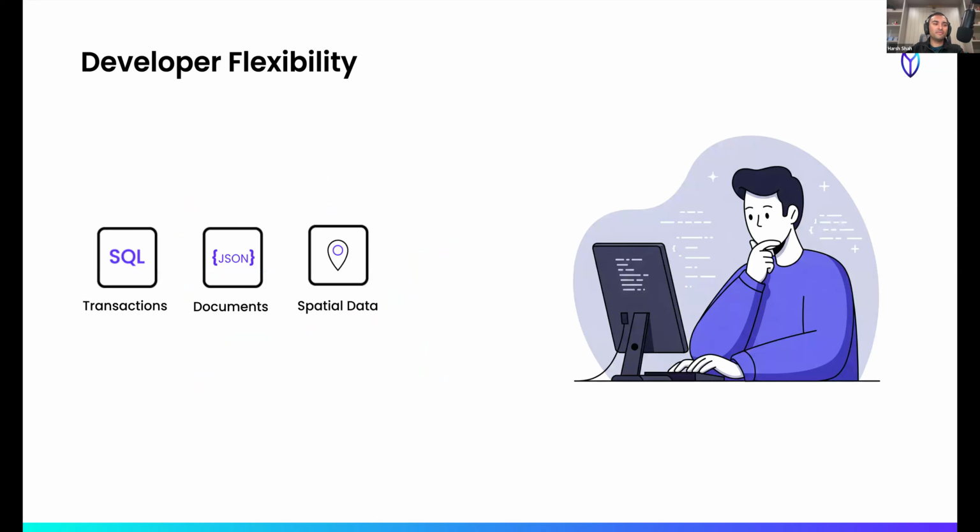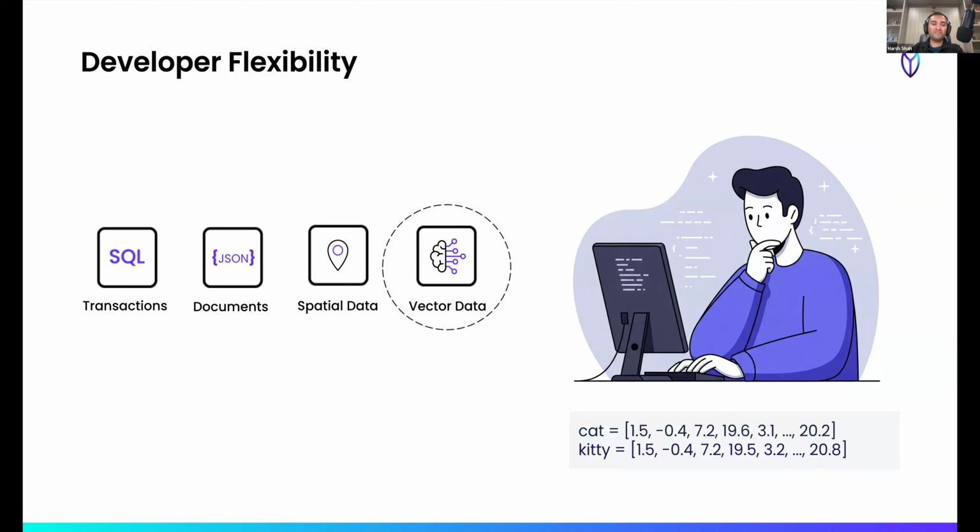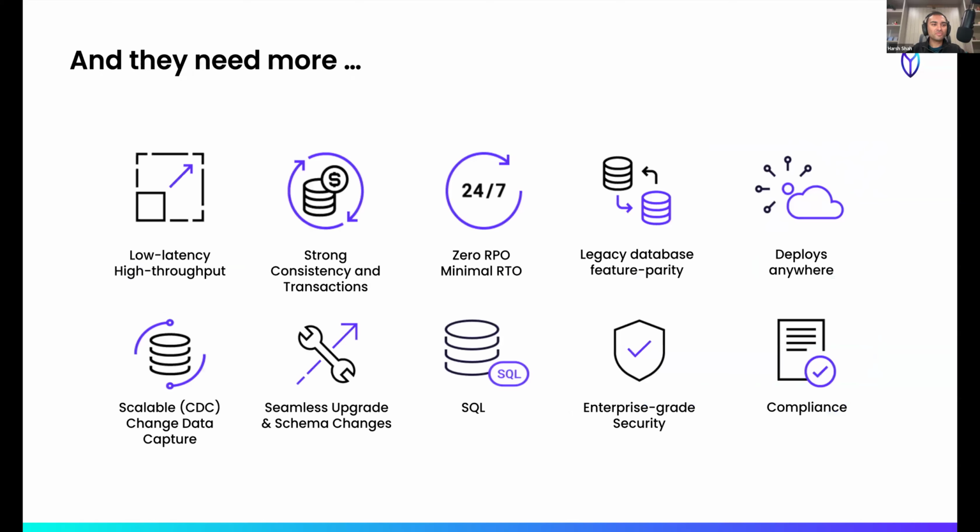And alongside that, developers today are not just dealing with SQL data or SQL tables and a SQL database. They're also dealing with NoSQL, unstructured data, JSON documents, spatial data, and now with AI being everywhere, they're going to be dealing with vector data. If they're not already dealing with it, they're going to be dealing with it very soon. So your database needs to be flexible as well.